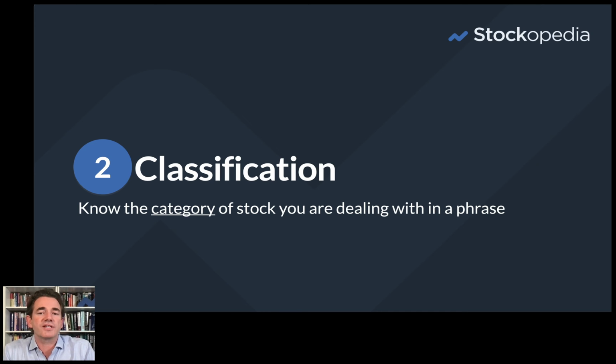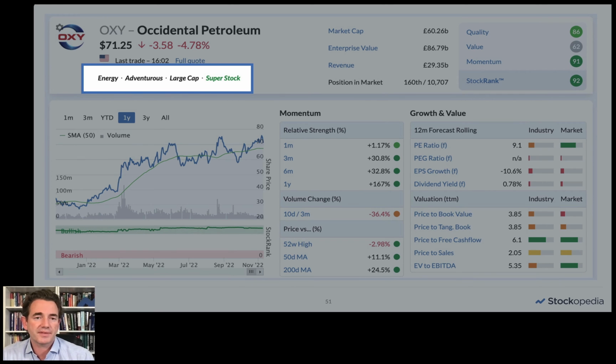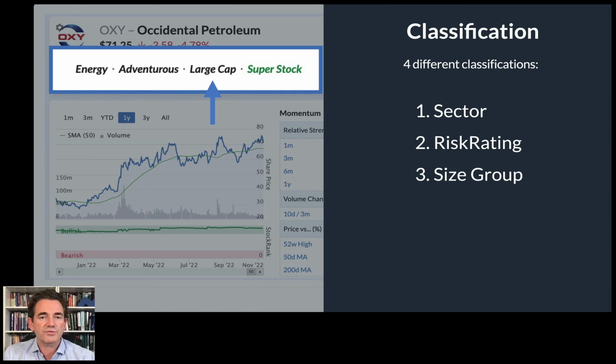This is to know the category of stock you're dealing with in a very simple phrase. So up here in the top left of a stock report, you get these classifications. And there are 4 different classifications: the sector, the risk rating, the size group, and the style. And these are very, very powerful. I'm going to zoom in one by one.